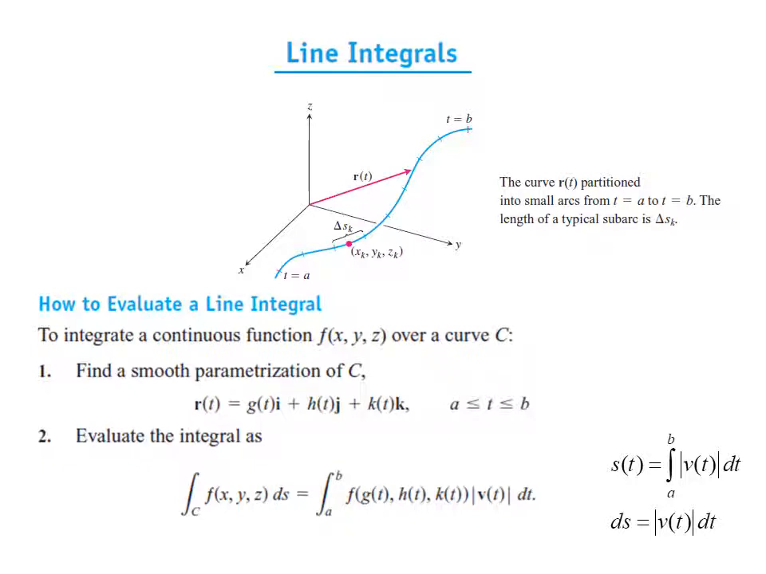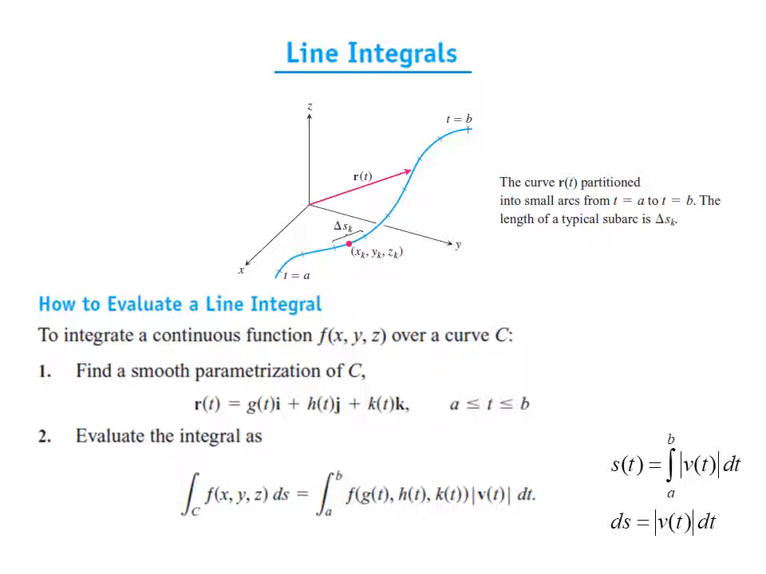Generally, the line integral is an integral where the function to be integrated is evaluated along a curve C. The function to integrate is f(x, y, z), a scalar field over the curve C. The curve C is defined by the vector function r(t) = g(t) i + h(t) j + k(t) k, where t varies from a to b.